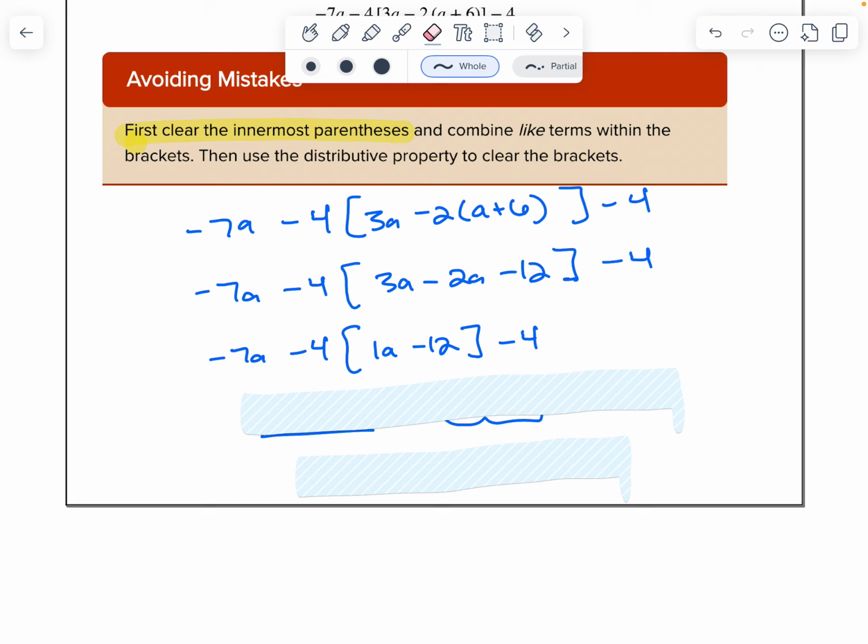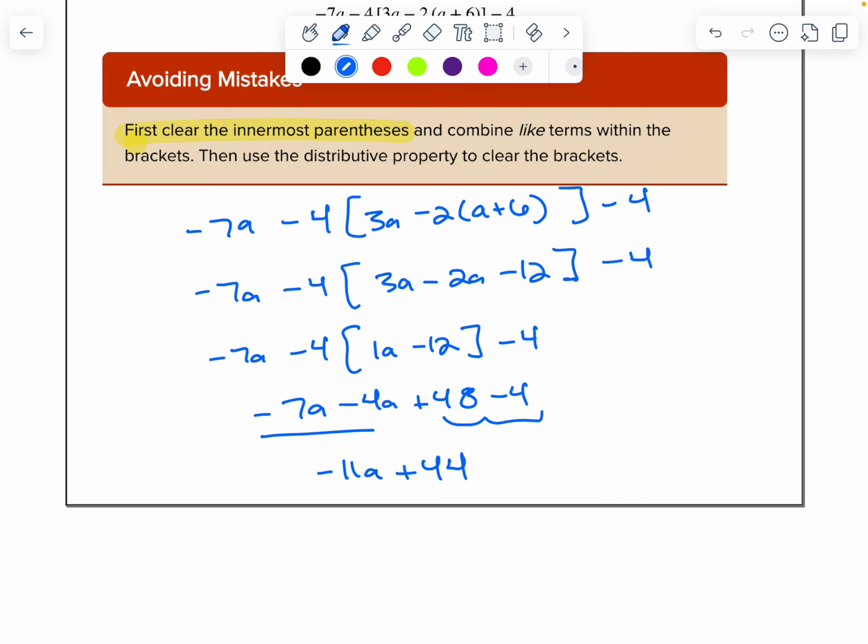Next, I'll distribute the negative 4 in. After distributing the negative 4, I'm looking for like terms again. I have things with a's and things with numbers, so I should end up with things with a's and numbers at the end.